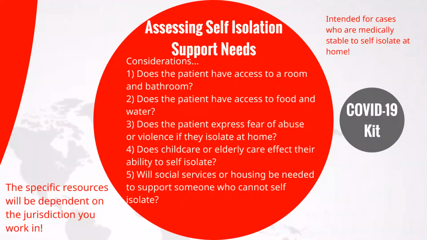So some considerations: does the patient have access to a room and bathroom? Does the patient have access to food and water? Does the patient express fear of abuse or violence if they isolate at home? Does child care or elderly care affect their ability to self-isolate? Will social services or housing be needed to support someone who cannot self-isolate?